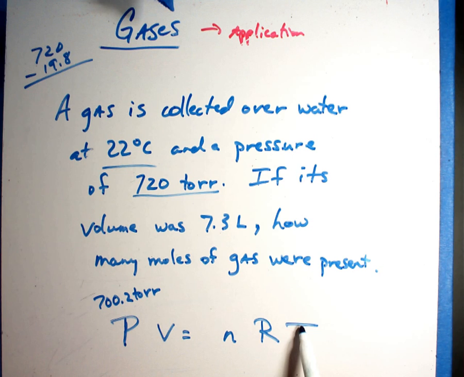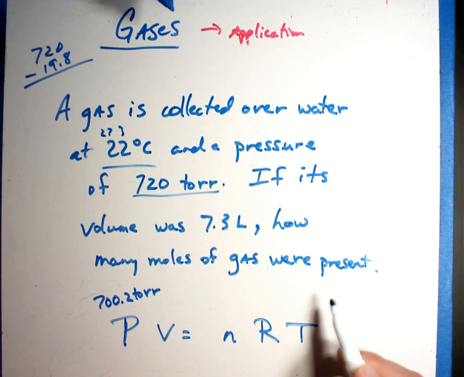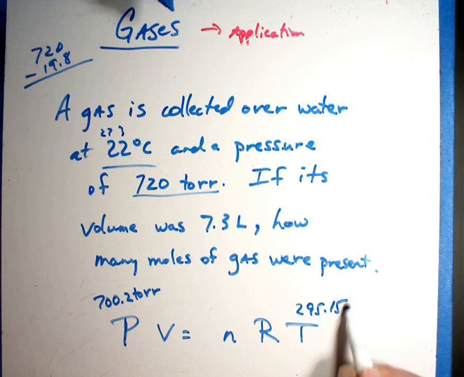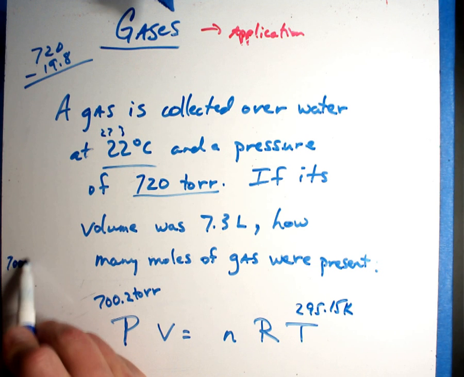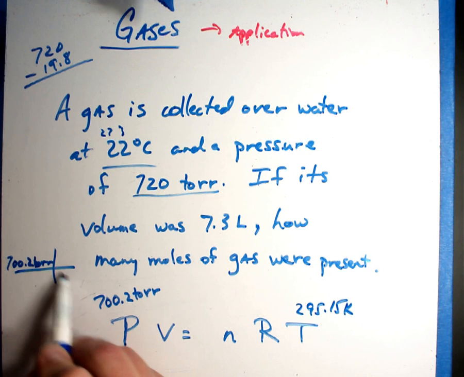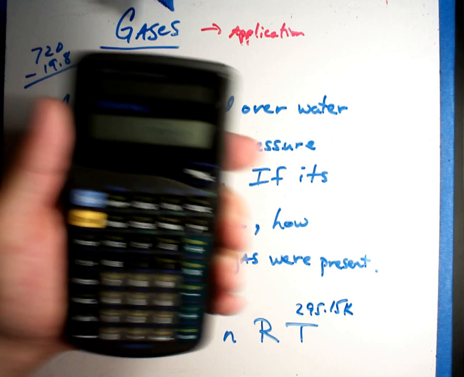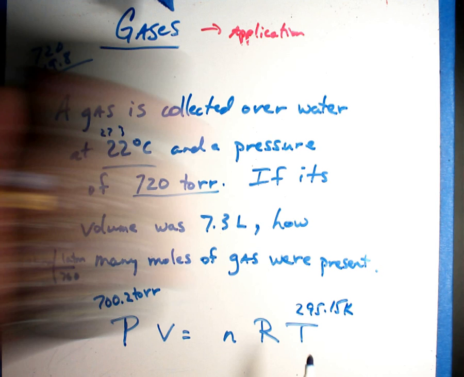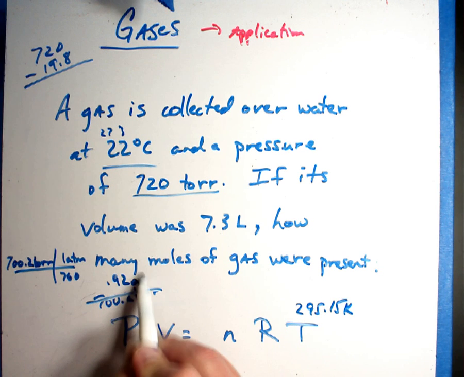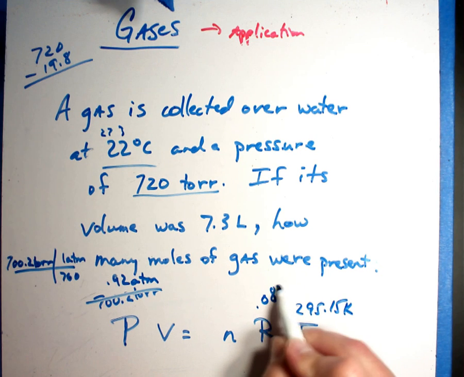Now at 22 degrees Celsius, to do PV equals nRT, I have to be in Kelvin. So I'm going to add 273.15, so that's going to be 295.15, so I'm going to use the right value this time. I'm in torr. Well, that doesn't help me. That means I'm going to have to change that as well. So let's go over here, 700.2 torr. 760 is 1 ATM. And so 700.2 divided by 760 is 0.92 ATM. Alright, so now I have atmospheres, so I'm going to use 0.0821 for my R.